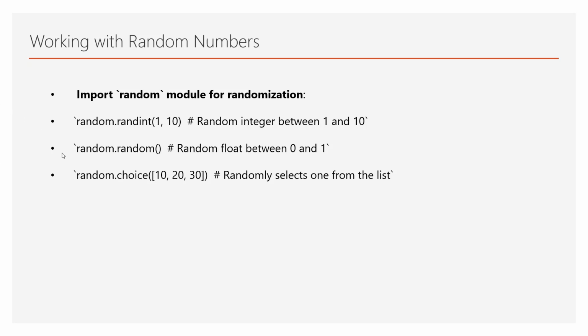First example, random.randint function. You give the range 1 comma 10, so it will select any number between 1 and 10. Then next you can see random.random with empty brackets. It will generate any random float number between 0 and 1. Next you can see random.choice, and then you have given three choices, 10, 20, 30. It will randomly select any one from this list.